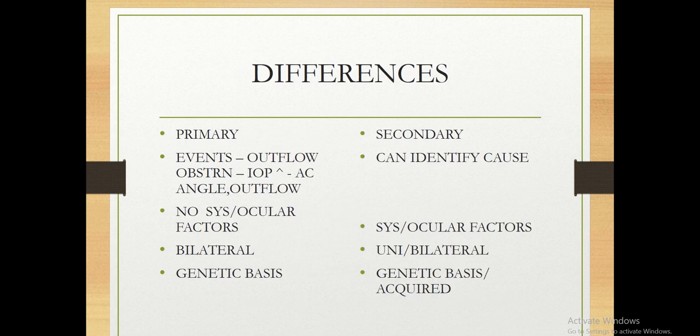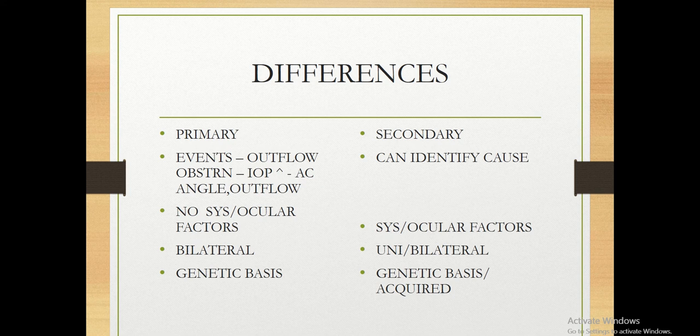So what are the differences when you classify according to the etiology? You have both primary and secondary, and what do you consider as primary and what is considered as secondary? So coming to the etiological classification, primary: here the events that lead to the outflow obstruction and IOP elevation are confined to the anterior chamber angle as well as the outflow pathways. There is no contribution by systemic or ocular factors. It is bilateral and usually has a genetic basis.